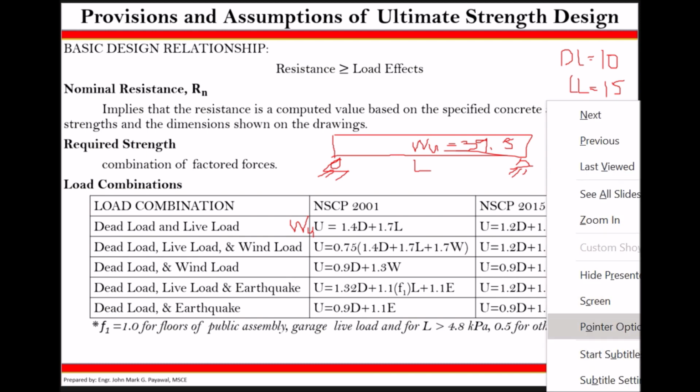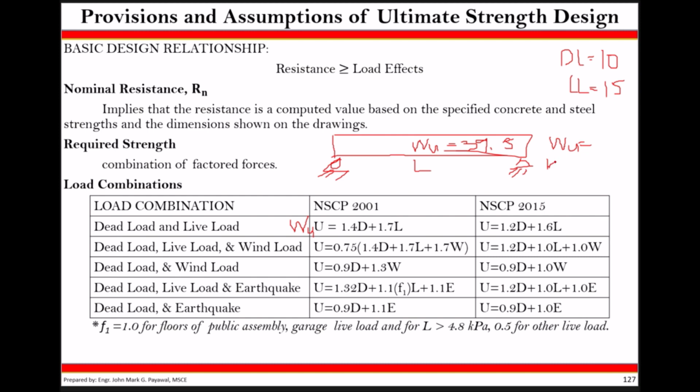times 10. So, 1.2. Sorry for the pangit na sulat, no? 1.2 times 10 plus 1.6 times 15. That would yield to a value of, let me check, 36. Okay, 36. Ibig sabihin, kapag ang provisions na ginagamit is 2015 under dead load and live load combination, your W becomes 3.5 less compared to your WU in 2001.